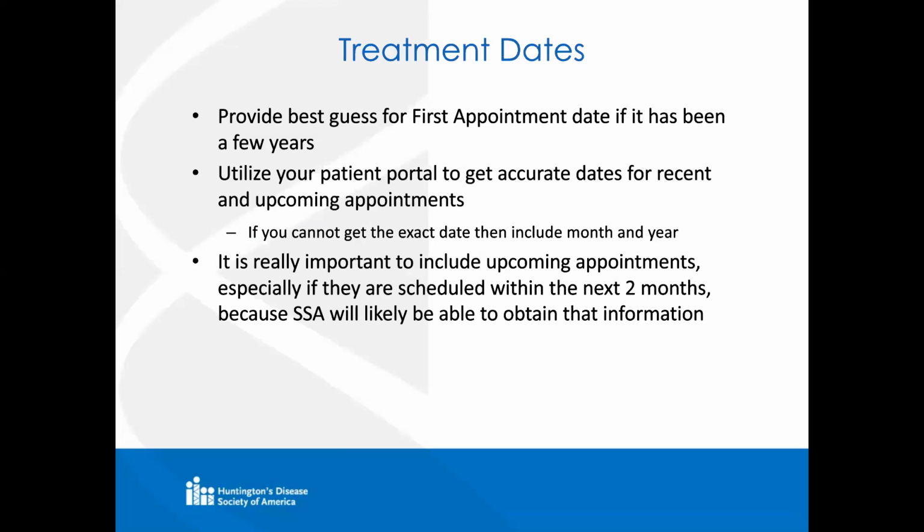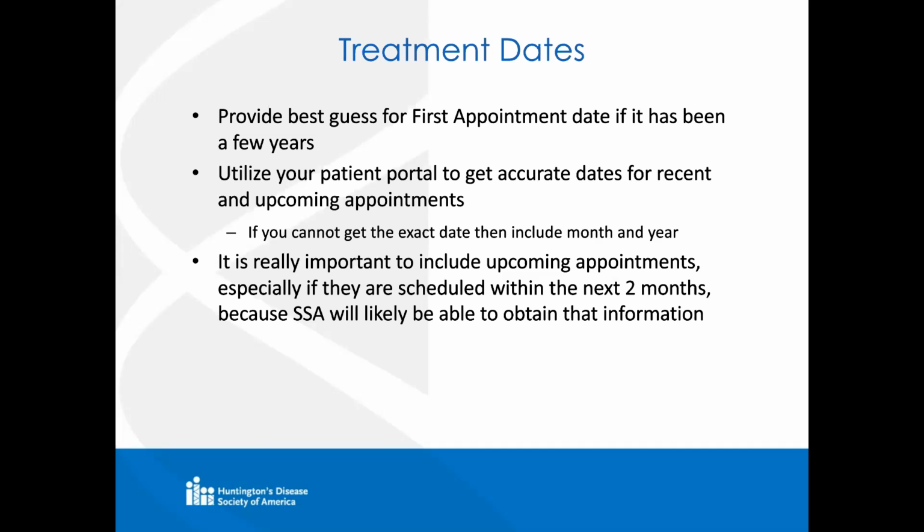Most facilities offer patient portals now, so this is a resource you should be using, and you should get this information in advance because you want to make sure Social Security has all of your important appointment dates. It's also really important to include any upcoming appointments, especially if they're scheduled within the next 2 months of when you complete the application, because Social Security will likely be able to obtain that information.